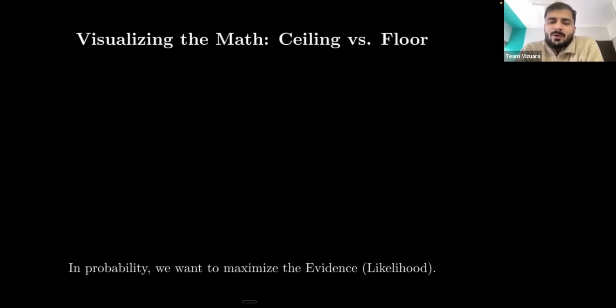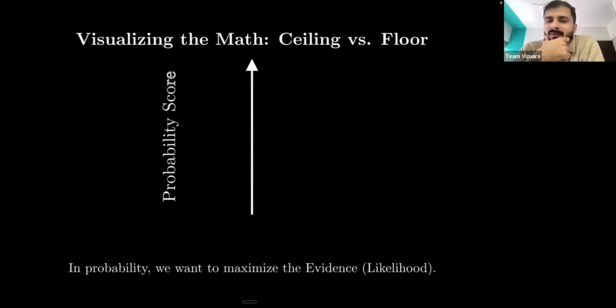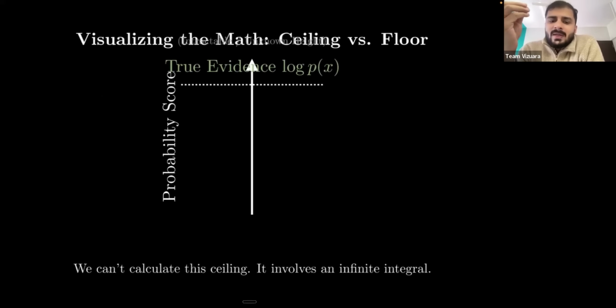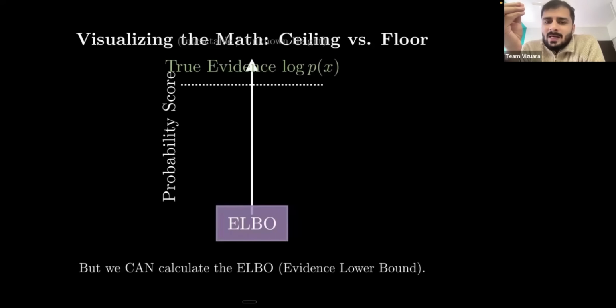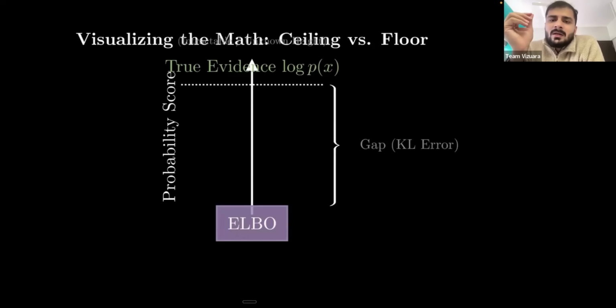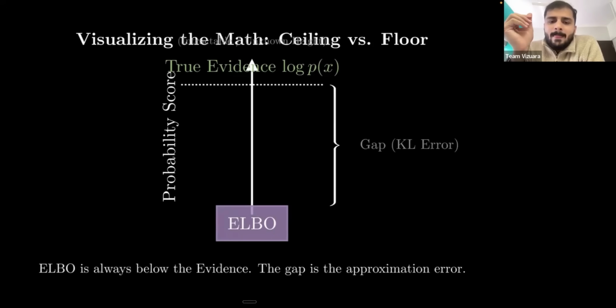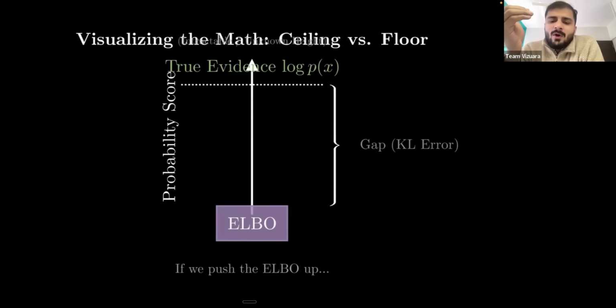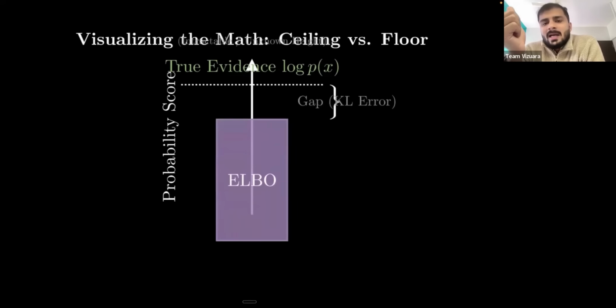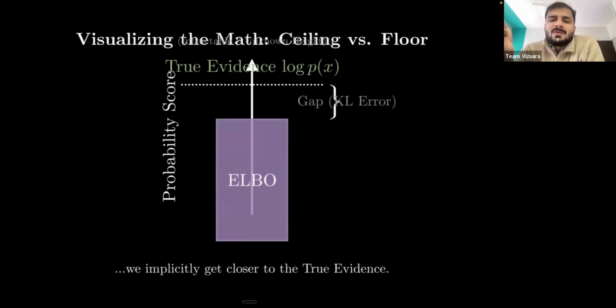Now, in probability, we want to maximize the likelihood, which I was mentioning before. It is denoted by log of p of x. But this is very hard to calculate. It is almost intractable because it considers an infinite integral. So people usually find a term called the ELBO or the evidence lower bound, which always lies below this true term, the true evidence term. So instead of maximizing the true evidence, we push the ELBO up and maximize the ELBO so that in practice the true evidence will also be maximized because it is anyways greater than the ELBO.